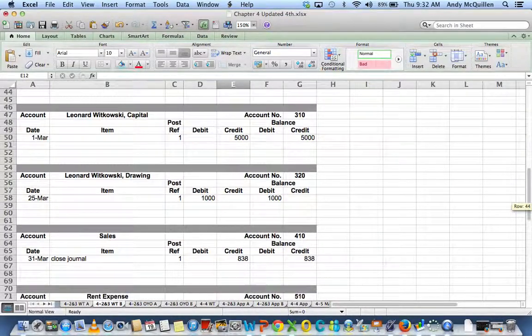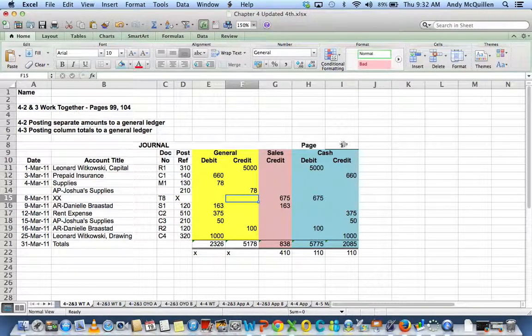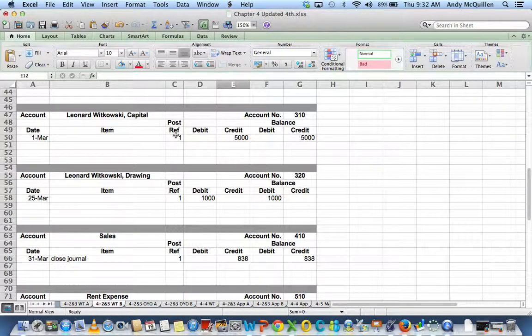So we go to Leonard Witkowski, we type in the date, March 1st, the item is, there will be nothing in the item. Post reference is always the page number. Well, our page number on the journal is 1, therefore our post reference is 1. We credited in the general 5,000. The balance is always a running total. So it's going to be a credit 5,000 because 5,000 credit plus 0 is 5,000 credit.